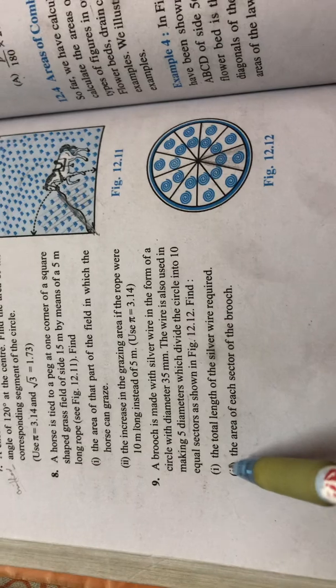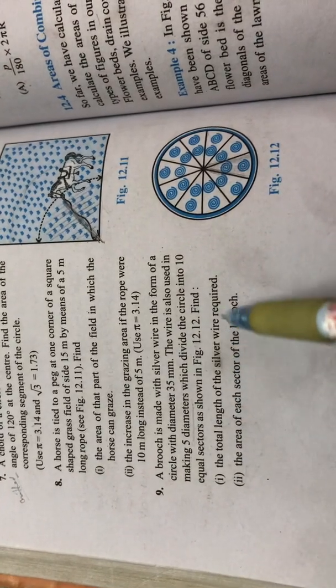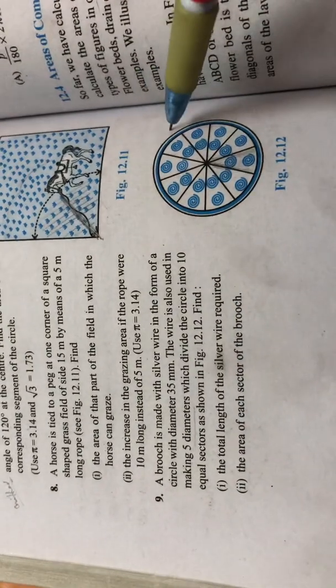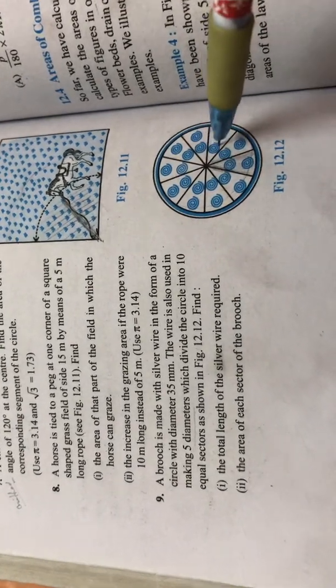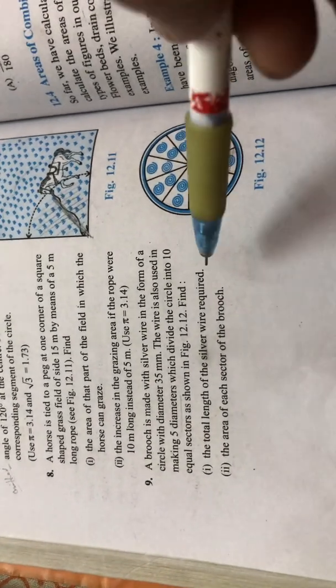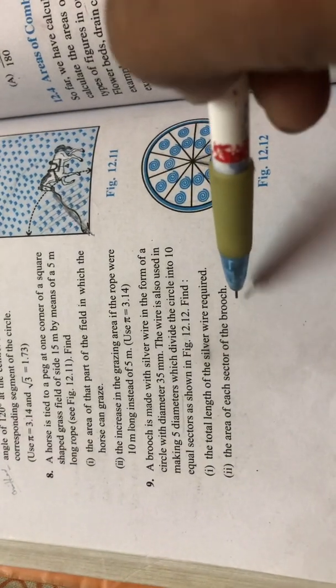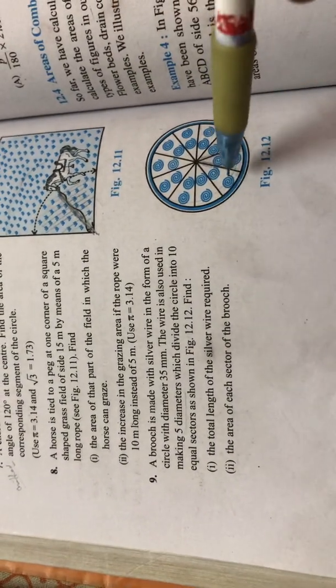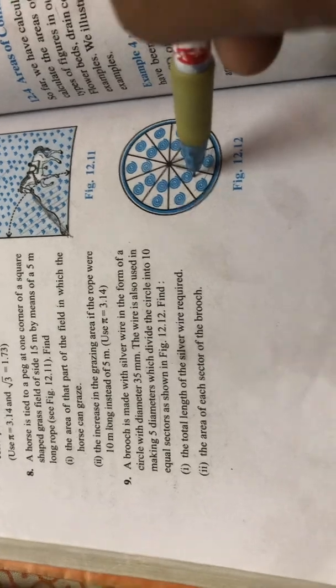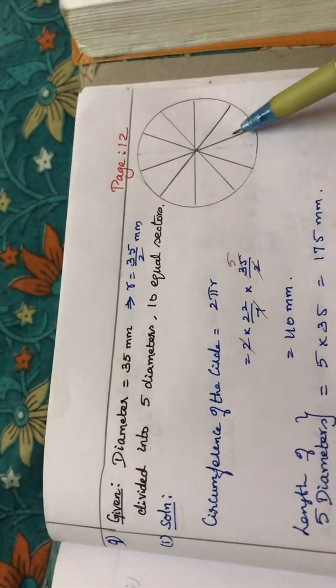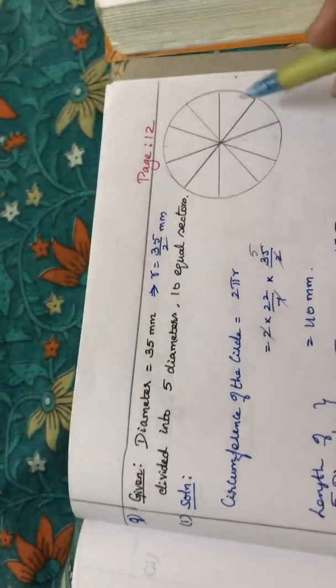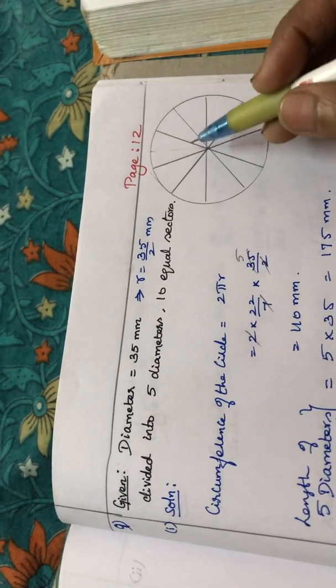First subdivision, the total length of the wire required. So what is the length of the wire required to make a circle and to make all the 5 diameters? We have to find that in the first subdivision. Second one, the area of each sector of the brooch. What is the area covered by each sector? I have drawn that diagram, a circle with 5 diameters. So each and every one is a small sector. 10 sectors are there in this.